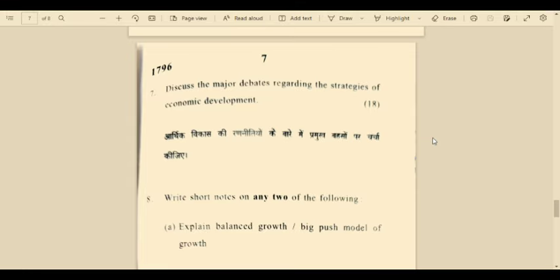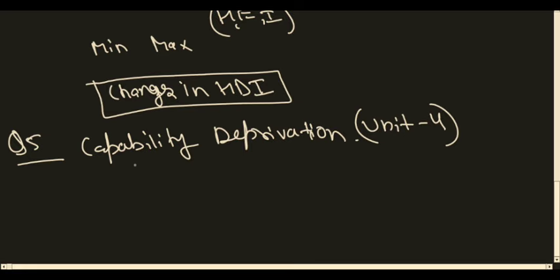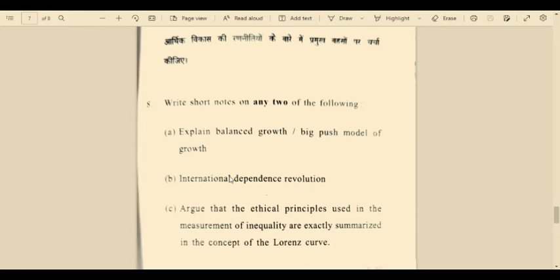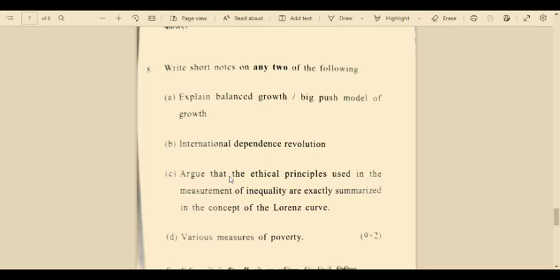Discuss the major debates regarding the strategies of economic development. Question 7 is again from unit 3. Then we have some short notes. Explain balanced growth, big push model of growth. This is again from unit 3.